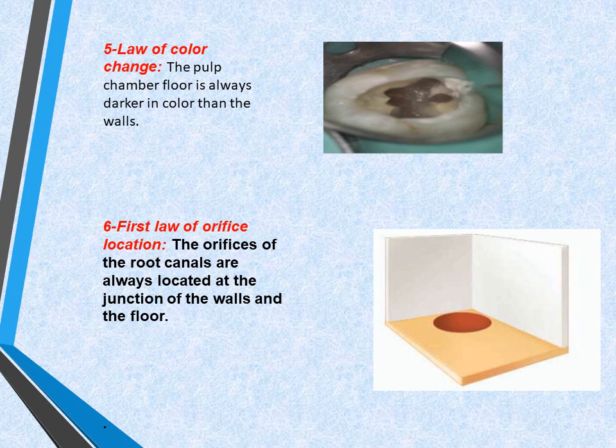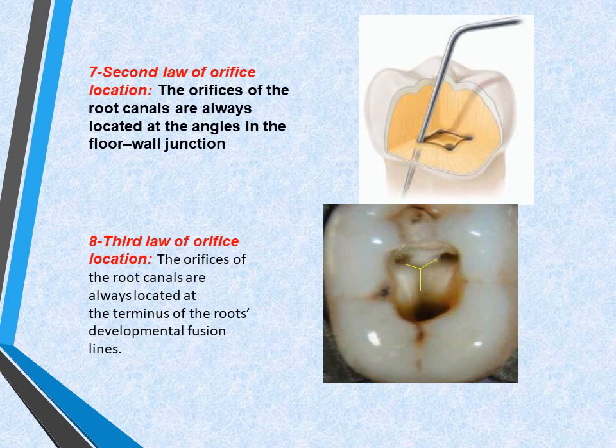The law of orifice location: the orifices of the root canals are always located at the junction of the wall, that is the white, and the floor, which is the brown color over here, which you can see in the diagram. It is always located at the angles of the floor-wall junction. You can see in this diagram it is always located at the line angles of the floor-wall junction.